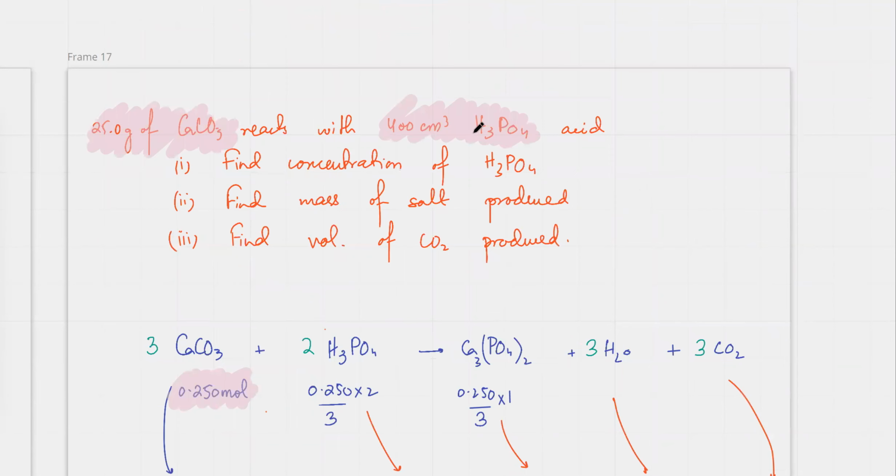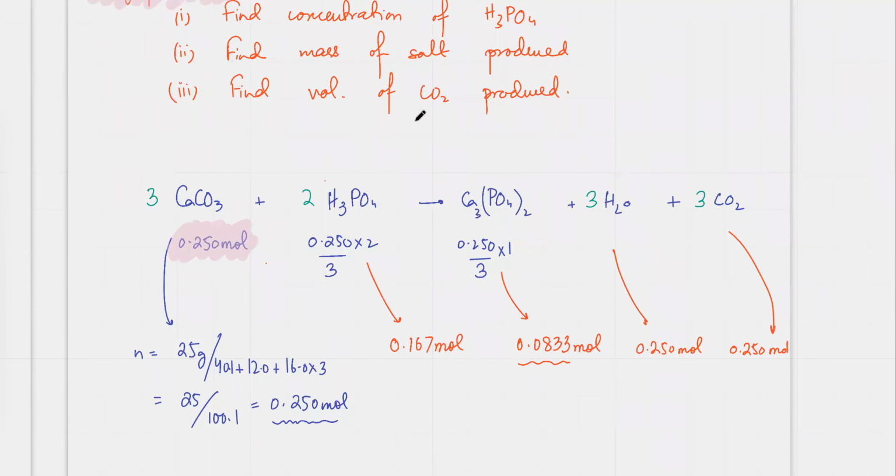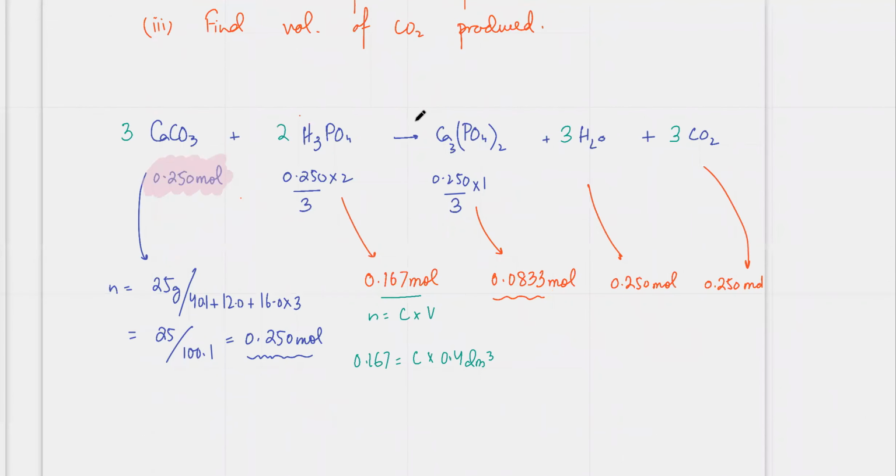So what do we do next? Find the concentration of phosphoric acid. For phosphoric acid, we know the volume as well. Now, the rest is just formulas. Moles is concentration times volume, right? So we have the moles, 0.167. We don't have the concentration. The volume is given as 400 cm cube, and that would be divided by 1000, 0.4 dm cube. So you can use that and find the concentration. Now, what do you get for that? 0.4175 mole per dm cube, right?